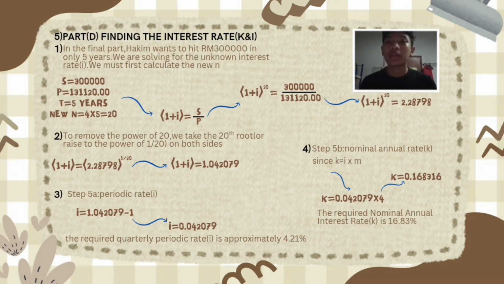For the nominal annual rate K, we can use the formula i equals K over M. So 0.042079 equals K over M, and M is 4. After we calculate, we can conclude that the required nominal annual interest rate K is 16.83%.